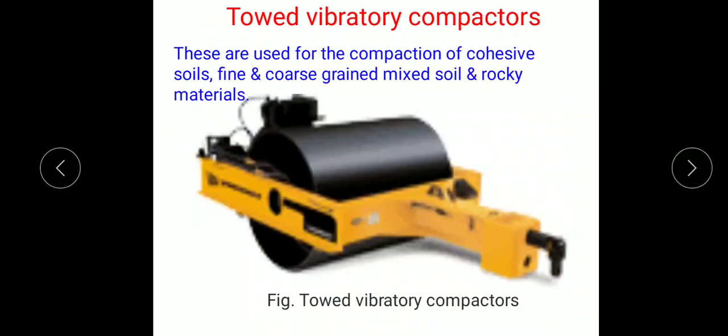Second type is the towed vibratory compactor. So the figure shows a towed vibratory compactor. Here the attachment is provided, and we can tow or tie this attachment to a tractor, because of which this whole assembly or mechanism can be operated on the ground. Therefore it is called a towed vibratory compactor, and these are generally used for the compaction of cohesive soil or fine and coarse grained mixed soil and rocky materials.